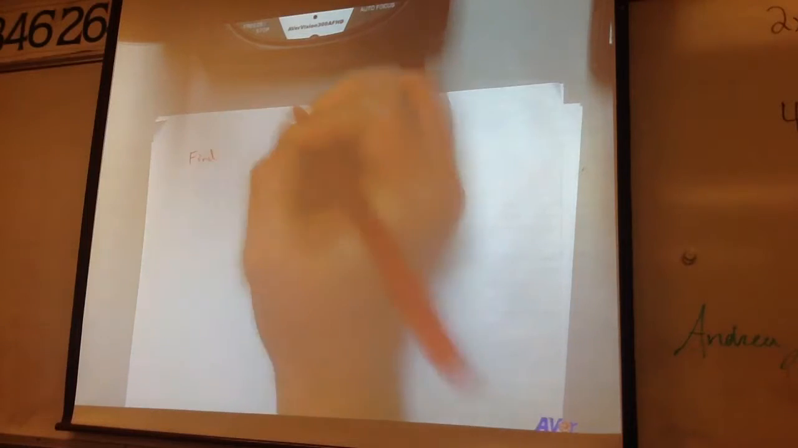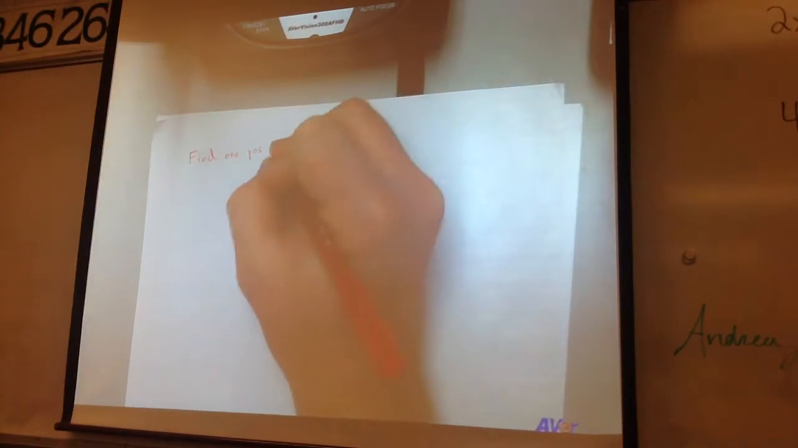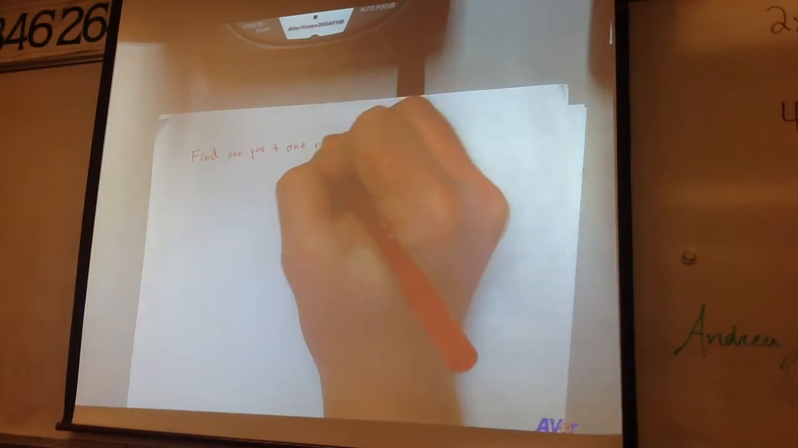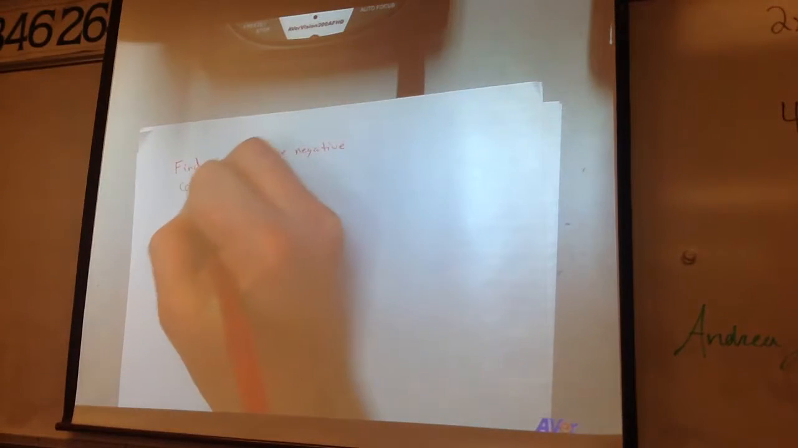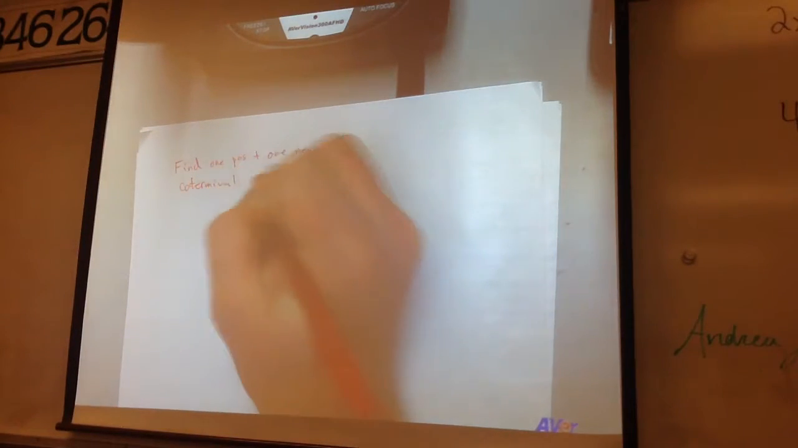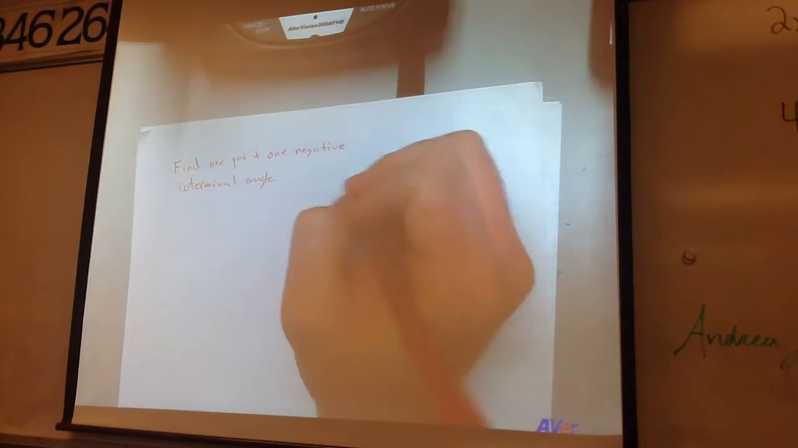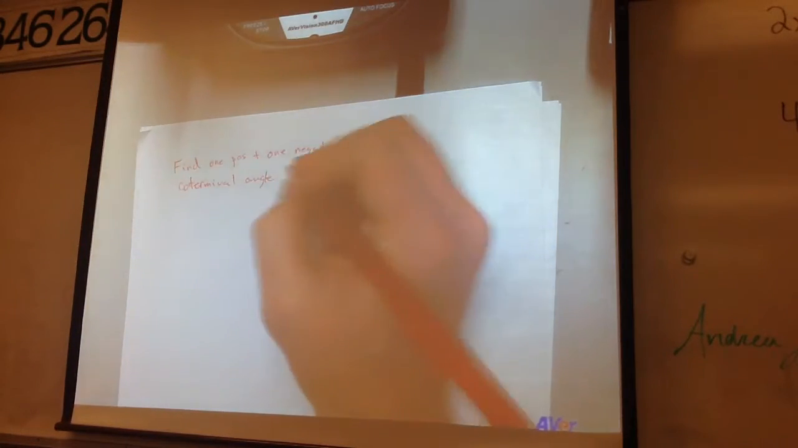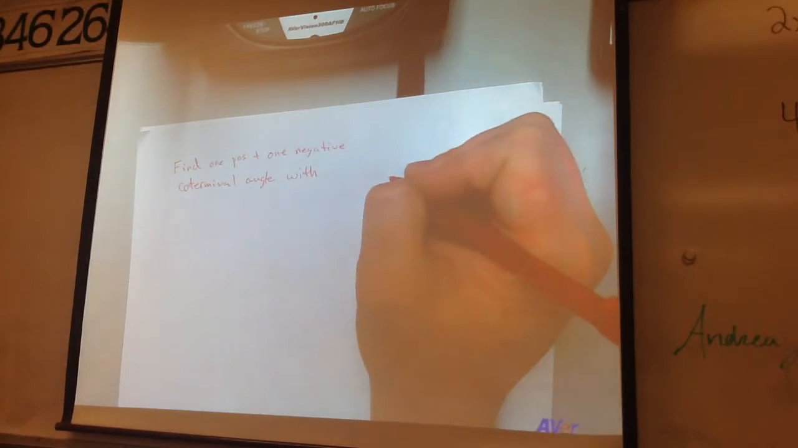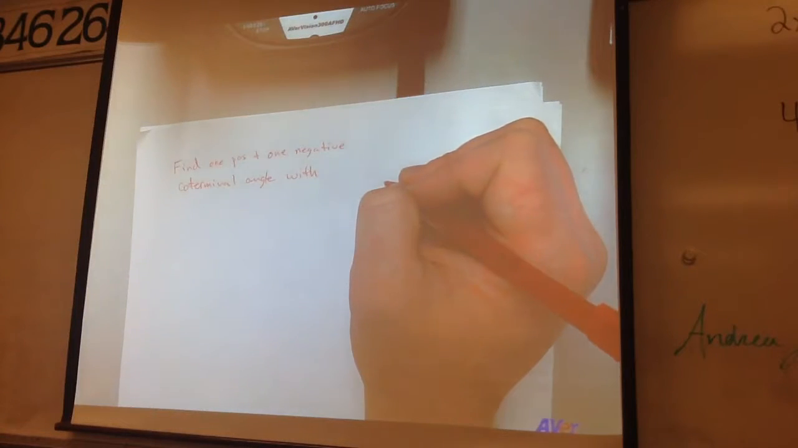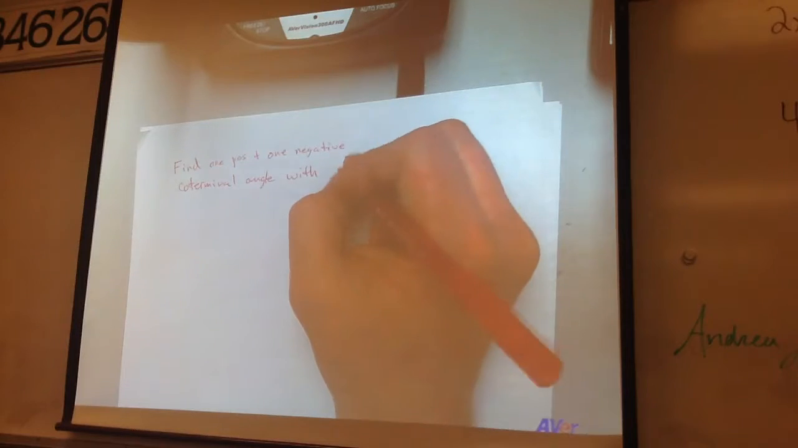Find one positive and one negative coterminal angle. I'm just making this up. Whoops, this is not worded correctly. Find two angles, one positive, one negative, that's coterminal with 500 and 324.